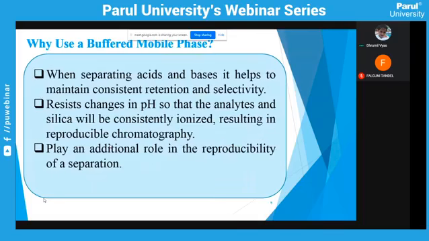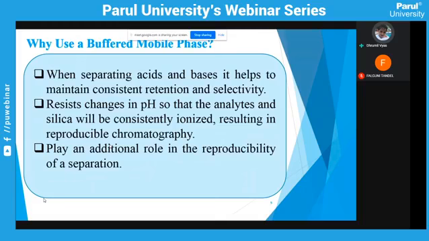I'll move to the next slide. In this slide, we'll discuss the buffer and why it is required. Generally, a buffer is used for preparing the mobile phase. Buffer will help for reproducible chromatography. How is it helpful for reproducible chromatography? Buffer will help to resist change in pH, so that the analyte and silica will be constantly ionized.